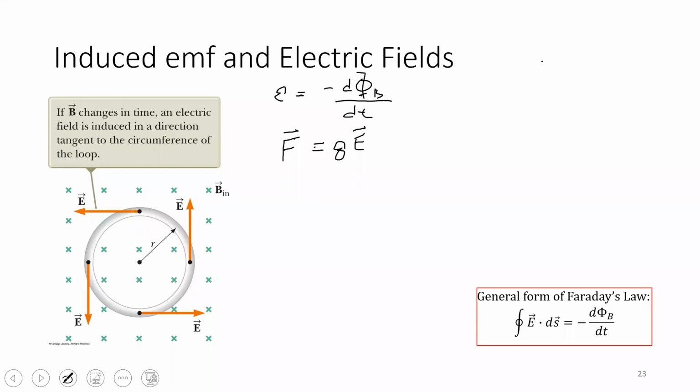To introduce our induced EMF in terms of electric fields, if we've got an induced EMF, it is going to be due to a changing magnetic flux. So our induced EMF equals negative dΦ/dt. Our particles are going to feel a force that is q times our electric field.